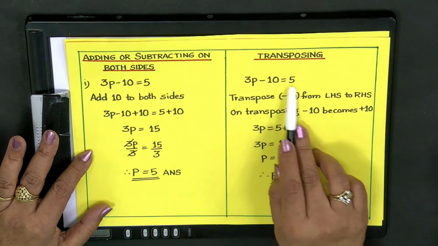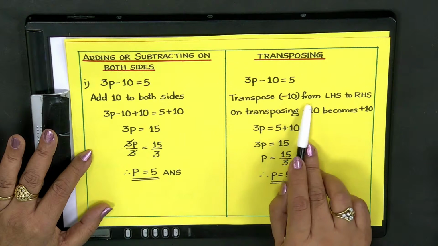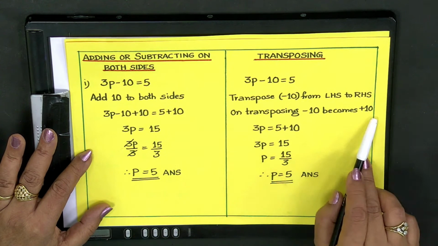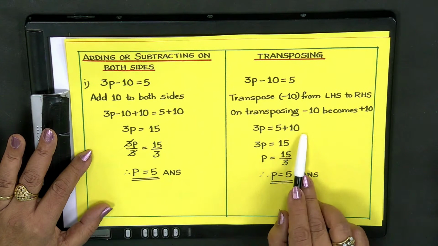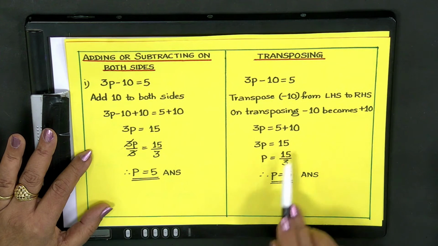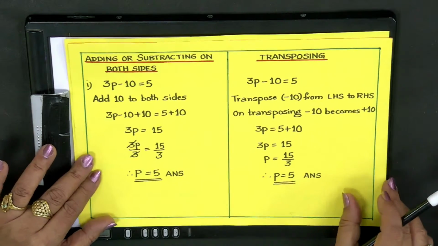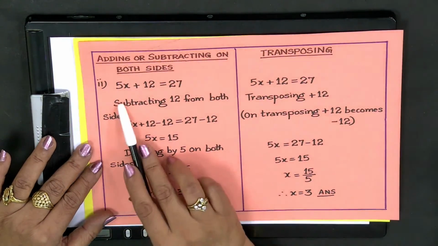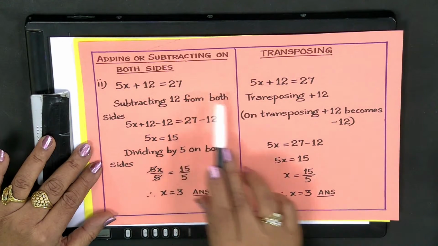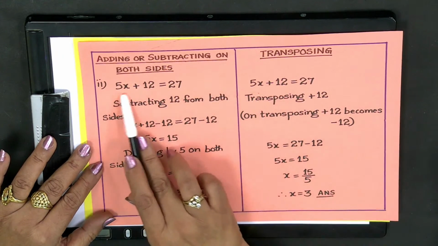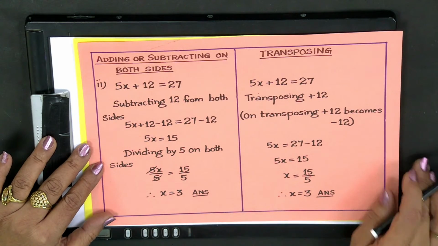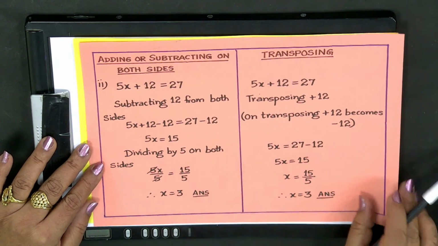And on the right side you can see transposing method. 3p minus 10 is equal to 5. Transpose minus 10 from LHS to RHS. On transposing, minus 10 becomes plus 10. So 3p is equal to 5 plus 10. 3p is equal to 15 or p is equal to 15 upon 3, that is equal to 5 children. Okay, this you can try on your own. 5x plus 12 is equal to 27. You can try with both the methods children. Answer should be x is equal to 3.